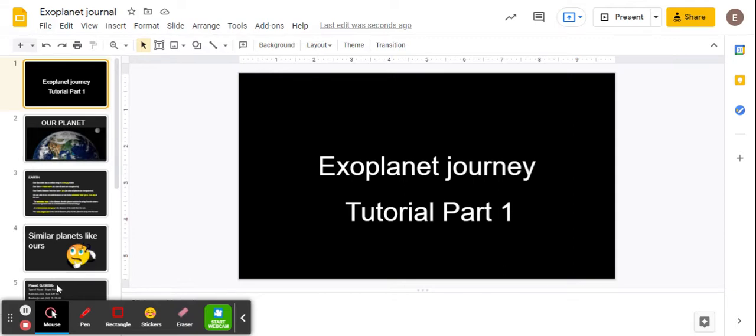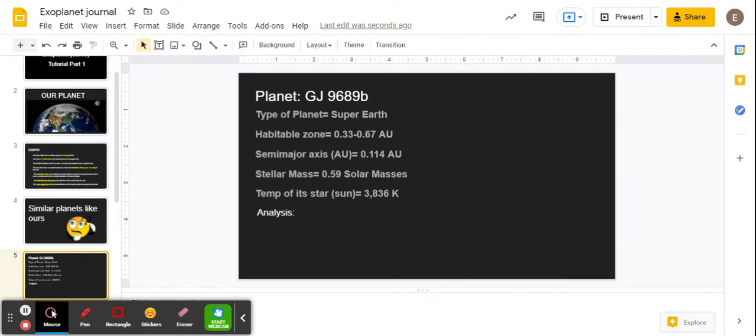The planet we're going to analyze is GJ9698b. It's a super Earth. A super Earth is a rocky planet just like Earth, but larger in size. And it is 0.59 solar masses. The size of GJ's star, which would be its sun, is 0.59 solar masses.